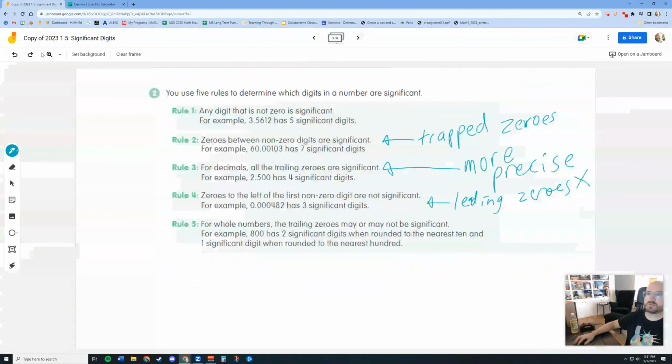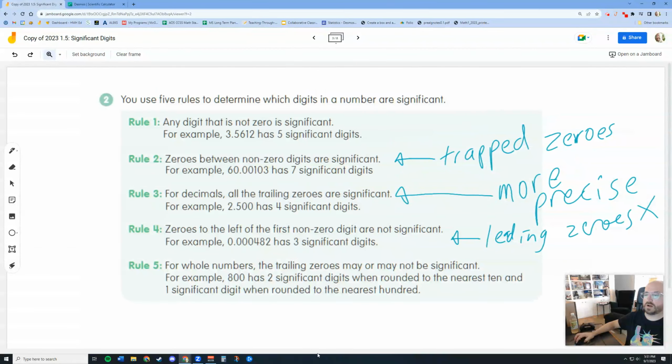So the five rules that we have here for when digits are counted as significant are as follows. Number one, not zeros. Anything that's not a zero. So 3, 4, 3, 5, 6, 1, 2, we'd count all of them. 1, 2, 3, 4, 5 significant digits. Okay, now the rest of these are all when does zero count and when does it not. If it's trapped in between non zeros, it counts.